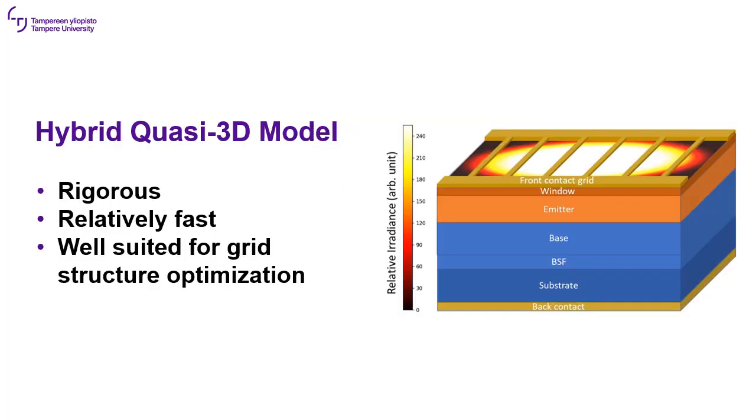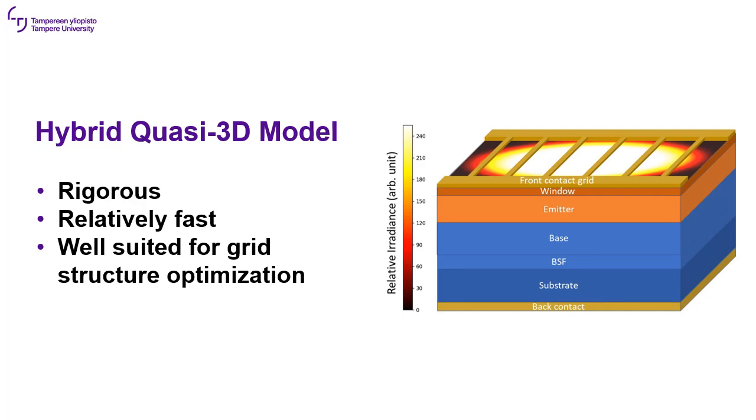We have named this model a hybrid Quasi-3D model, since it integrates three quite rigorous solar cell models into one tool. This tool is also relatively fast. Depending on the geometry of the illumination profile and grid profile, the calculation time can be from a few minutes to 1 or 2 hours per configuration.